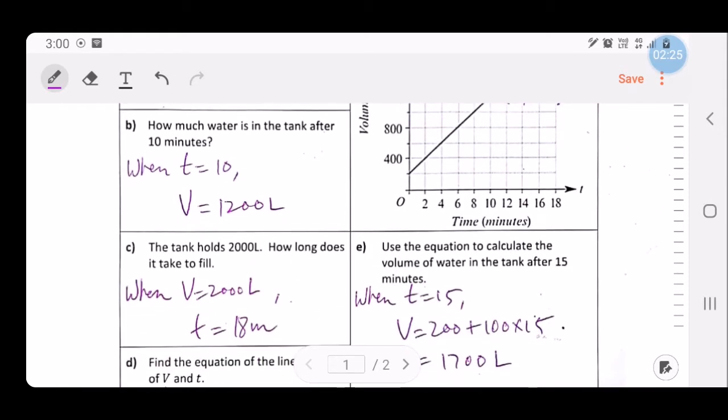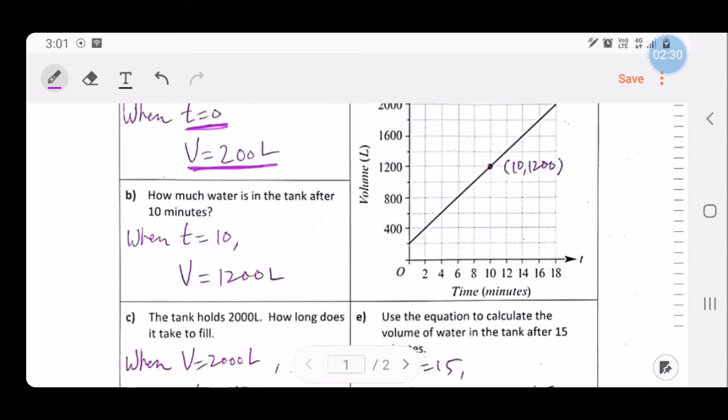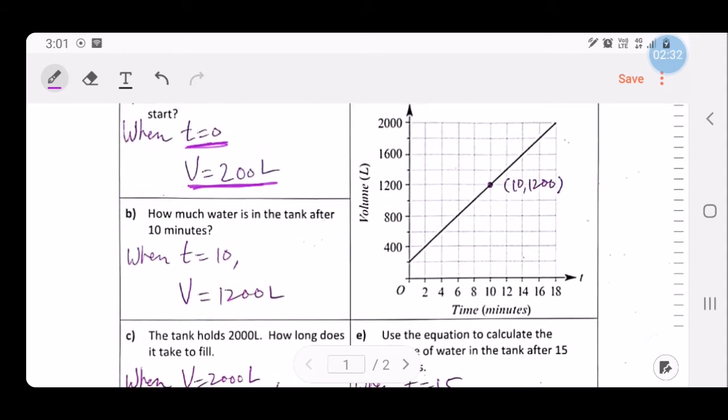Okay, question B. How much water is in the tank after 10 minutes? Well, let's look at our graph again. Let's go up from t equals 10 until we intersect our graph, and then go across to see what the corresponding V value is, which is 1,200 litres. So when t equals 10 minutes, V equals 1,200 litres.